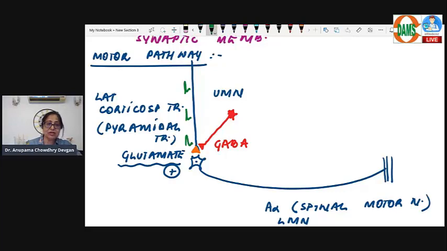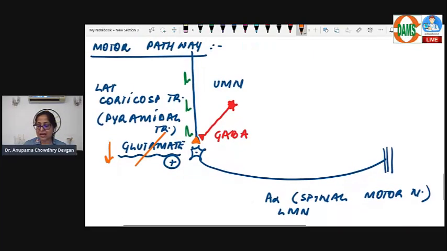When an excitatory impulse reaches the end of the upper motor neuron, remember, there was release of glutamate here. Now, because the membrane is hyperpolarized, the release of glutamate reduces. Yes, release of glutamate now reduces. This is a presynaptic inhibition of the motor pathway. GABA causes hyperpolarization to the presynaptic membrane, reduces the release of the excitatory neurotransmitter.